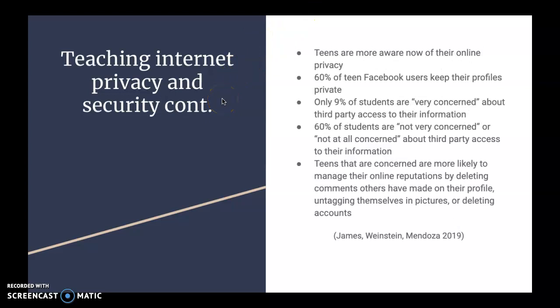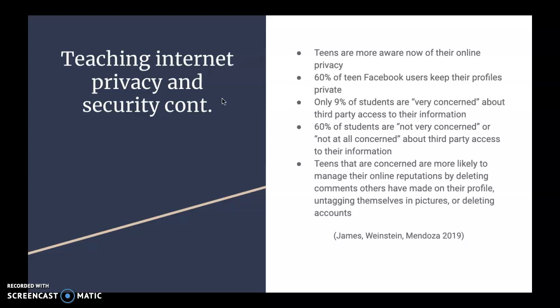Continuing on with this, teens are more aware of their online privacy. That's a positive. That's great. 60% of teen Facebook users keep their profiles private. Another positive. But only 9% of students are very concerned about third-party access to their information. And 60% of students are not very concerned or not at all concerned about third-party access to their information. They're not that worried about people stealing their things, and they probably should be.